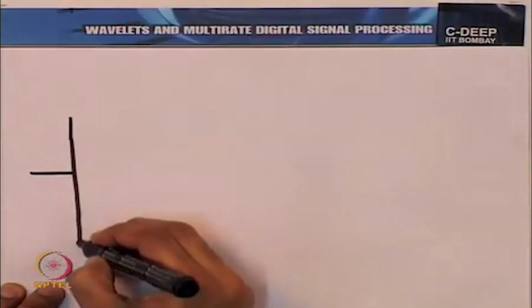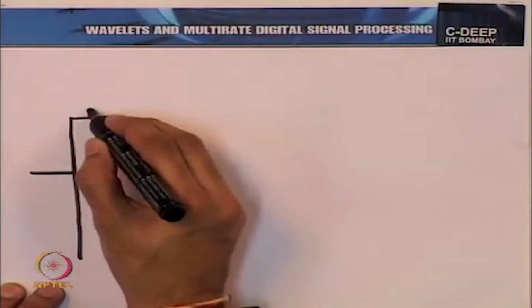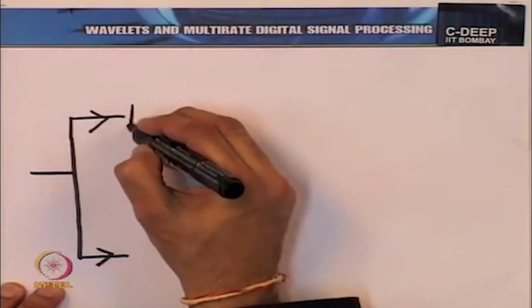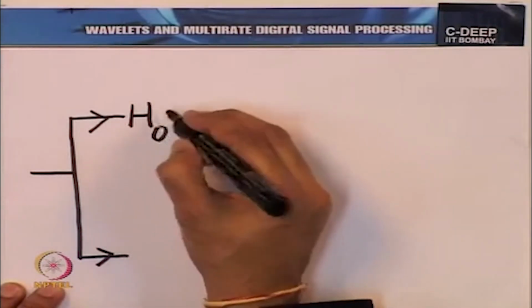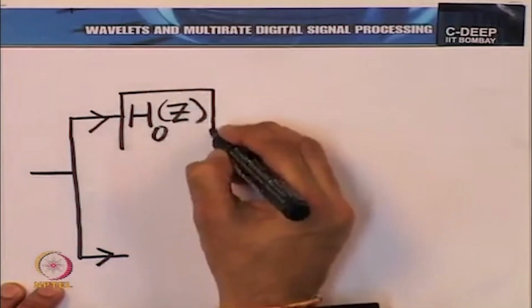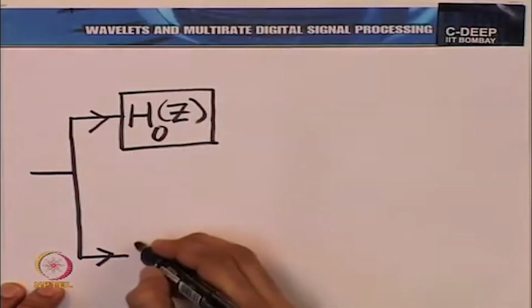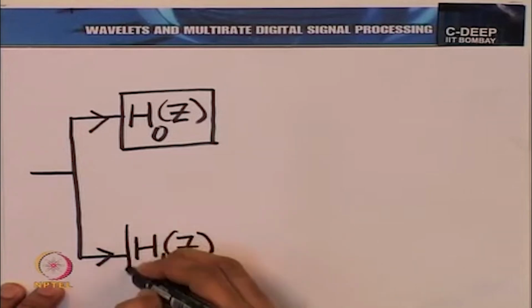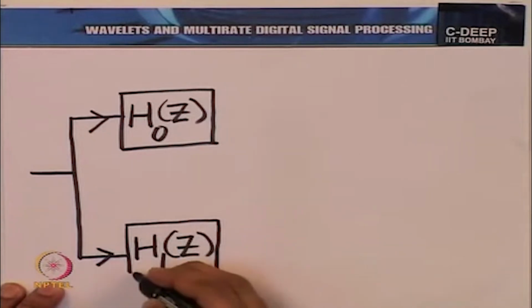So, let us once again draw the structure of the two channel filter bank, which we have been looking at in some of the previous lectures. Recall that the two channel filter bank has an analysis component and a synthesis component. We had given the following nomenclature for the analysis and the synthesis side. I shall just recapitulate that.